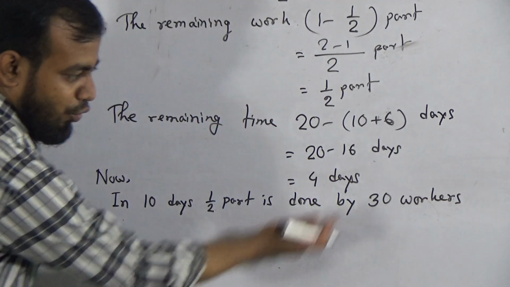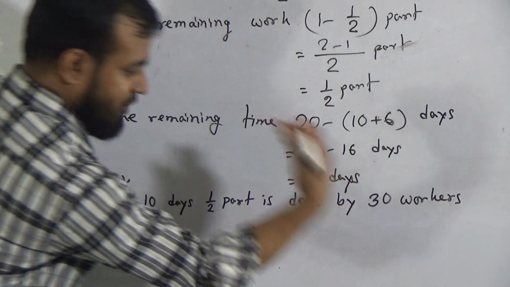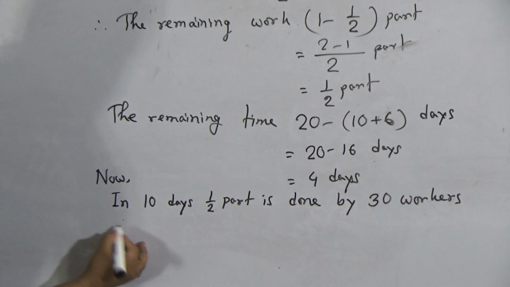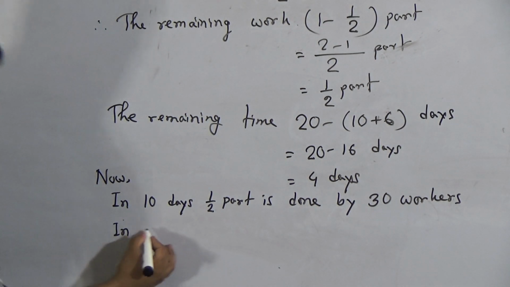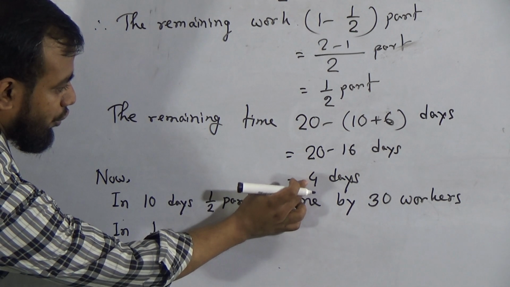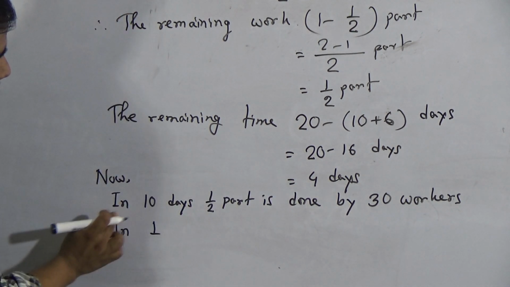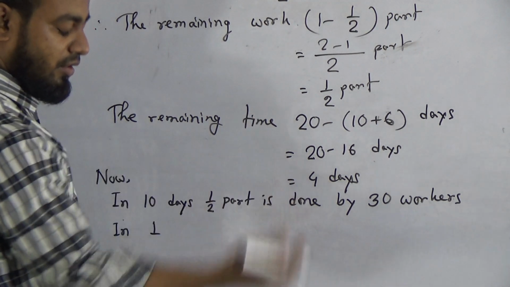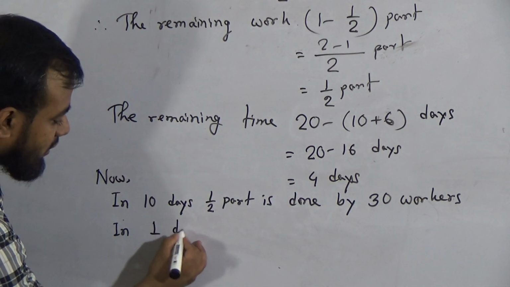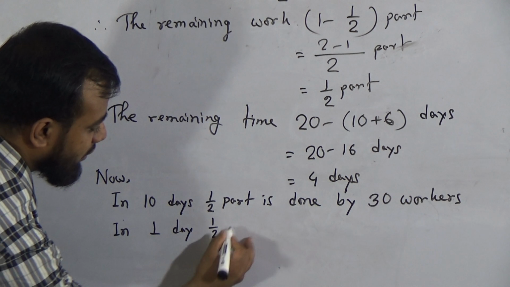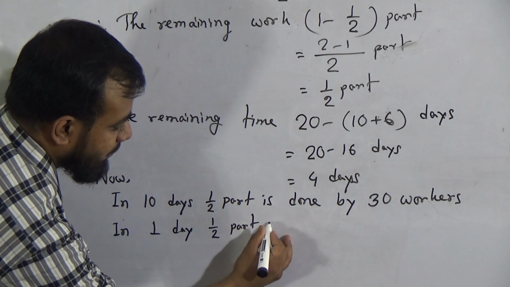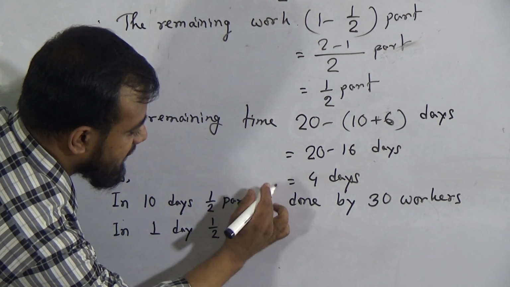We need to find the number of workers. That's why workers should be on the right side. Therefore, in how many days? In 1 day. We need to find out in 4 days half part of that work. So I have taken this line. In 10 days half part of the work is done by 30 workers. In 1 day, half part of the work is done.